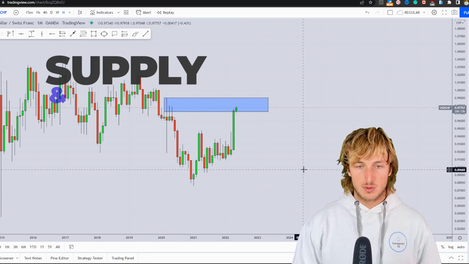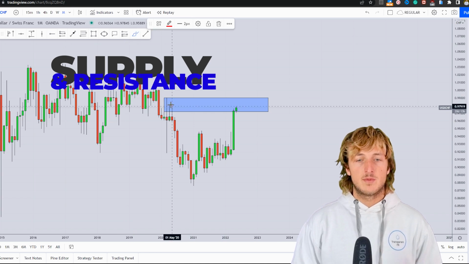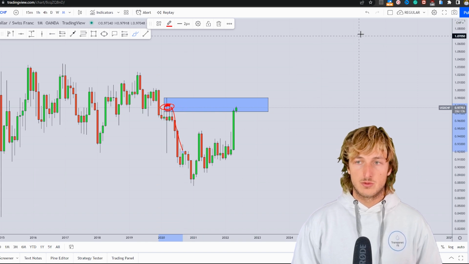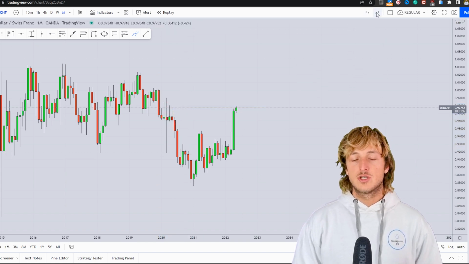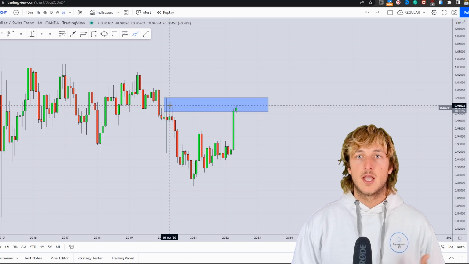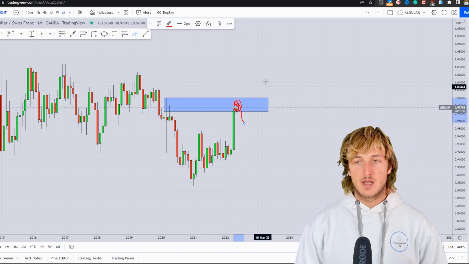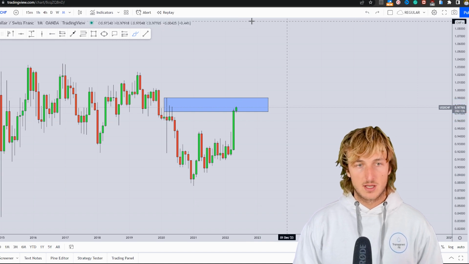Now, at the moment, if we look left, what we can notice is that we are testing a very strong supply. In fact, from here, the market created these wicks and rejected the zone to the downside, meaning that here we actually have a very strong supply and resistance that, since the market at the moment is testing, we could expect the market to reject to the downside.